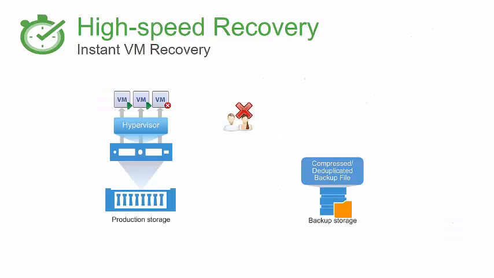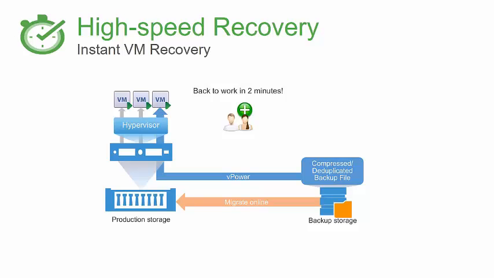Our high-speed recovery is based upon something called vPower, which is a patented technology where we actually run the VM from the backup repository. We register the VM with vCenter, and while that VM is up and running and you've got your employees back to work, we're migrating the data online in the background to our production storage environment. So you don't have to restore a virtual machine in order to start using it.